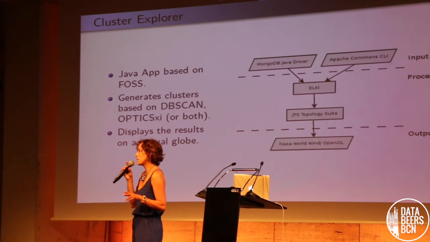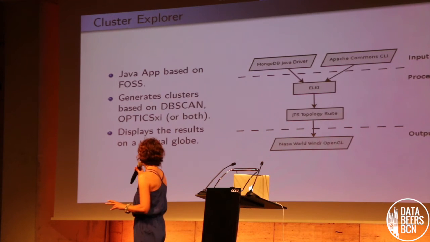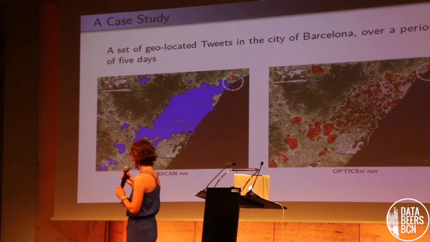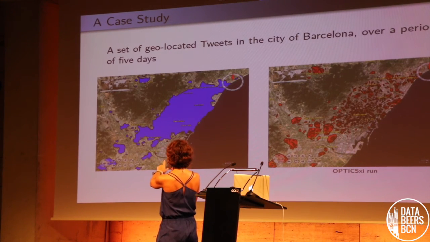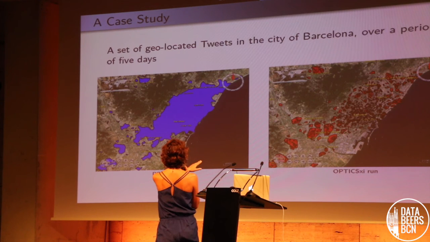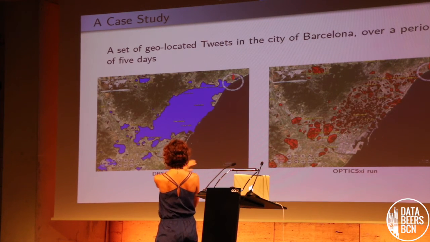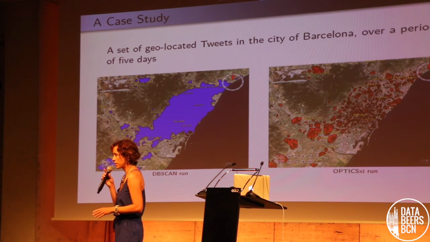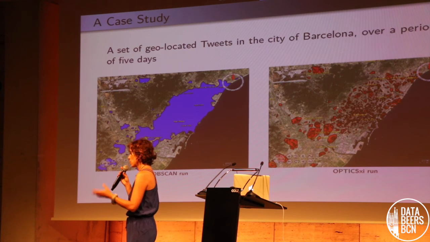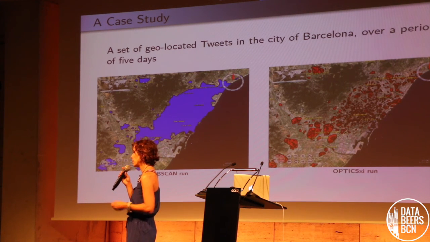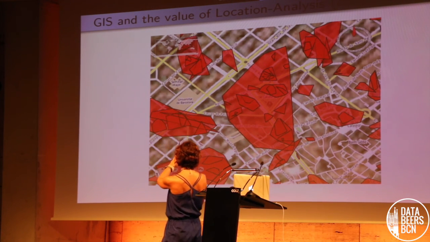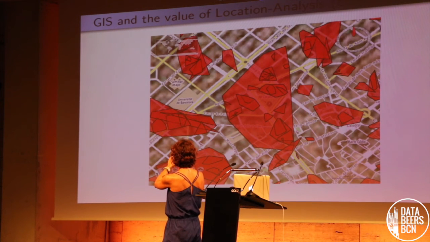To put it all together, I'm going to show you briefly a case study of a set of geolocated tweets in the city of Barcelona. What you can see here on the left side is a DBSCAN run, and on the right side, the output of an OPTICS run. And as you can see, they're very different. To show you the value of location analysis and the value of the context produced by the underlying GIS, I'm going to pick one cluster here, which you can see in the center, and try to identify what it means.